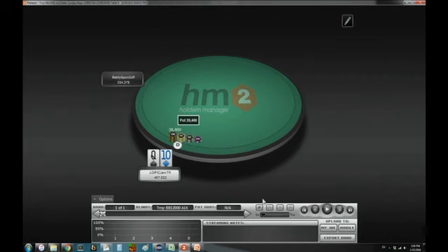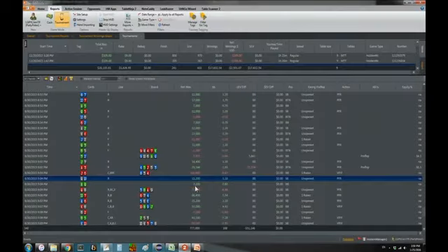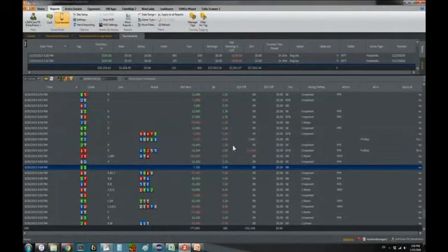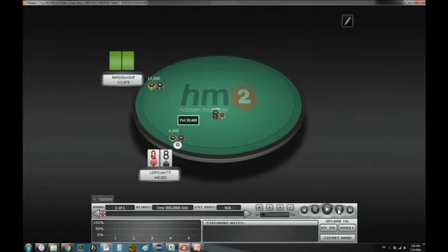So queen 10, we raise, we take it down. Next hand we get ace queen suited, so unfortunately we get a walk. So queen 8, we raise, we take it down. He calls. And then it's check to us.